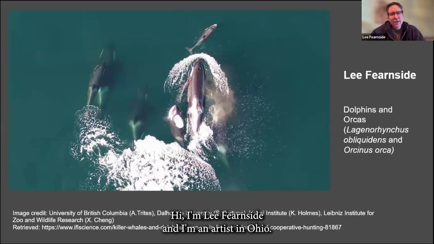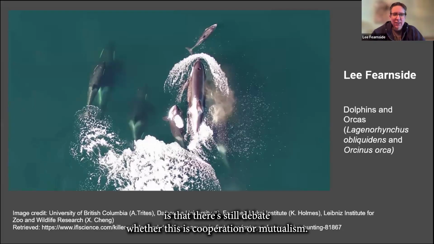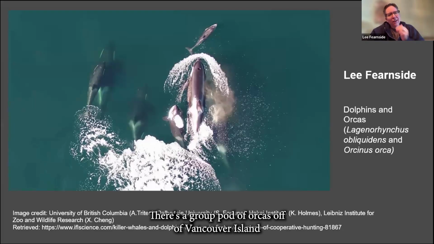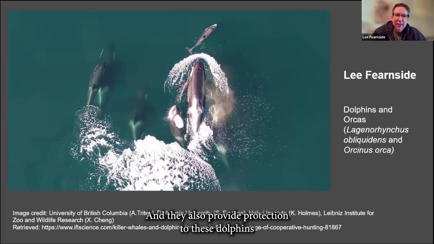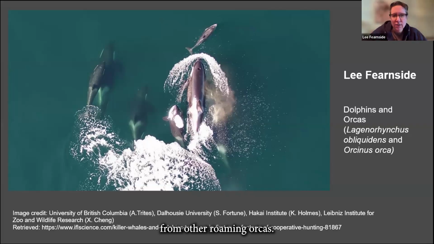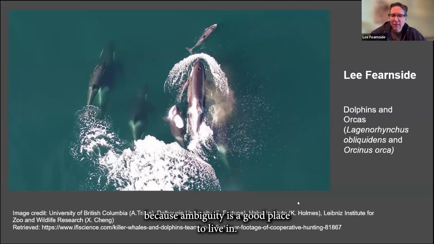Hi, I'm Lee Fernside, and I'm an artist in Ohio. I chose dolphins and orcas, although this is a newly observed behavior. Part of why I was interested is that there's still debate whether this is just cooperation or mutualism. There's a pod of orcas off of Vancouver Island who actually work with the dolphins rather than eat them on hunting. And they also provide protection to these dolphins from other roaming orcas. I liked that ambiguity, whether it's a mutualism or a specific behavior, because ambiguity is a good place to live in.